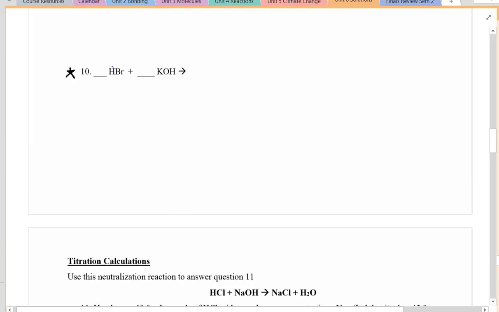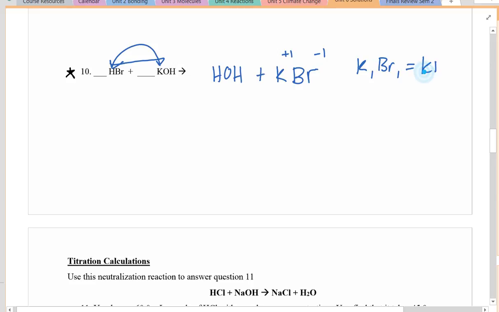So for 10, you switch places, okay, and the H goes with the OH as always, and then K goes with Br. K has a +1 charge, Br has a -1 charge. Oh look, the charges are already equal. When we do the crisscross, we just end up with K1Br1, and we typically just don't write the 1. So that's just, there we go. We're just done. That was easy.